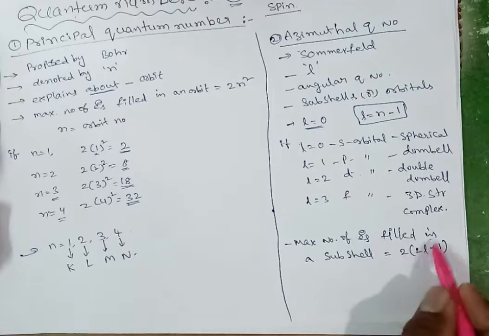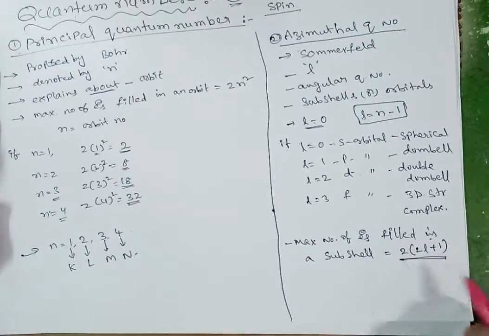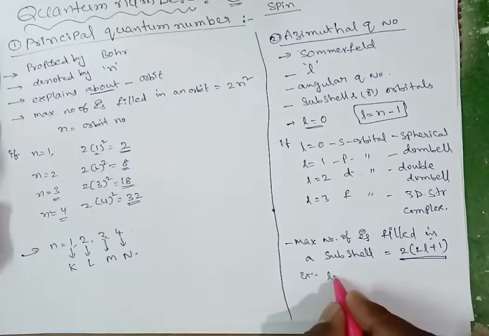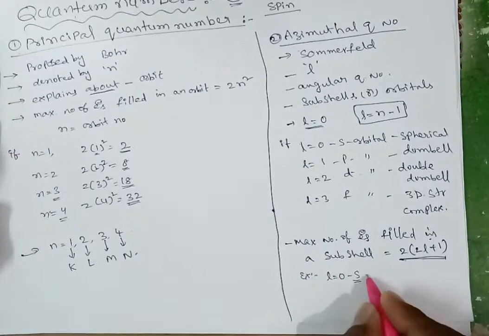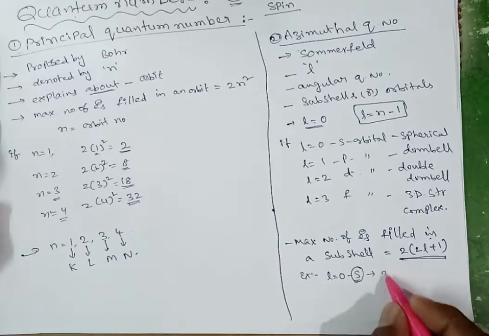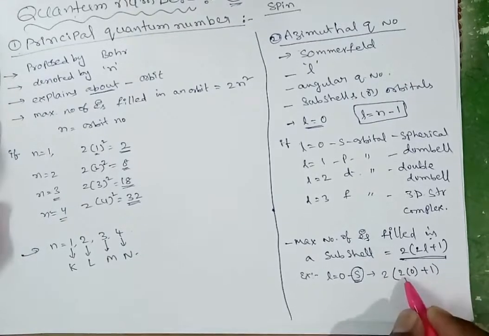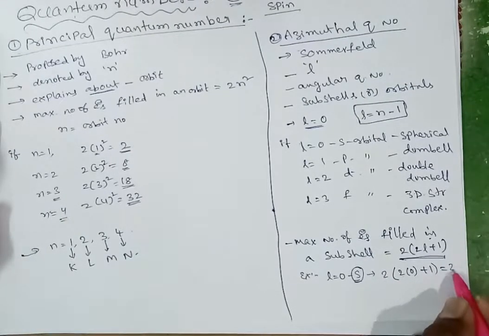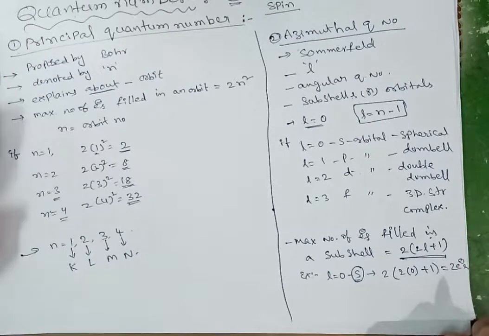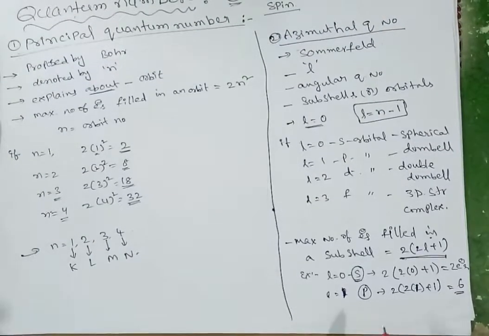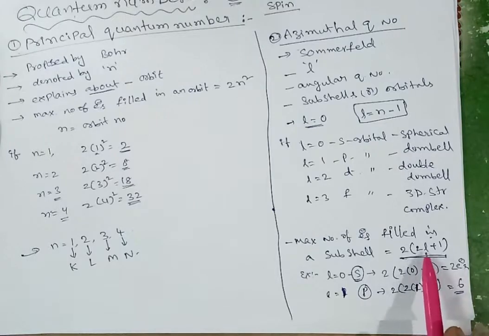For the maximum number of electrons filled in a subshell, we have the formula 2 into (2l plus 1). For example, if l equals 0, that is s orbital, how many electrons are filled in s orbital? 2 into (2 into 0 plus 1), 2 into 1, so 2 electrons are filled in an s orbital. In the same way, if l equals 1, p orbital, 6 electrons are filled when we substitute 1 for l. In this way we can calculate.